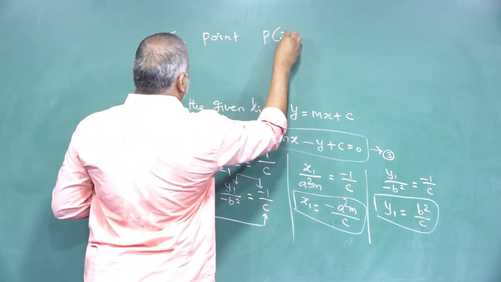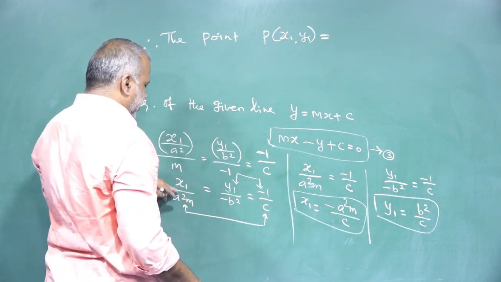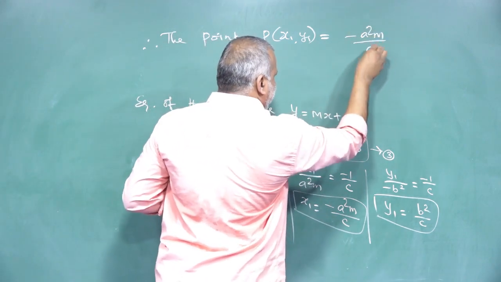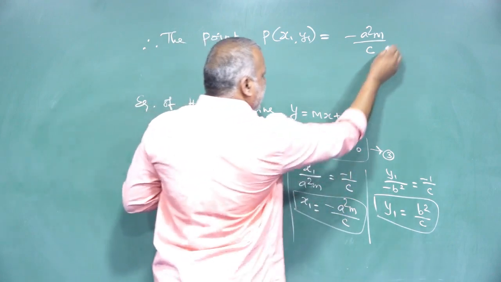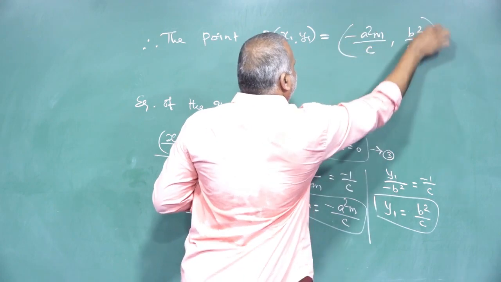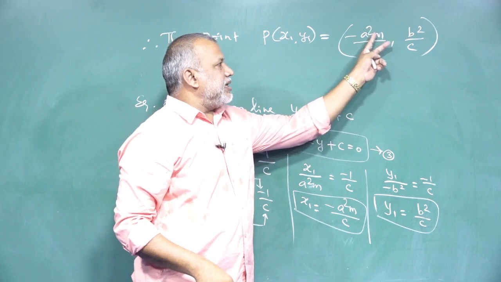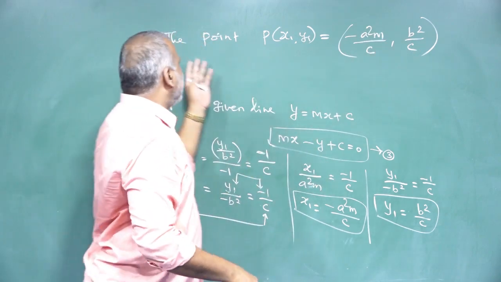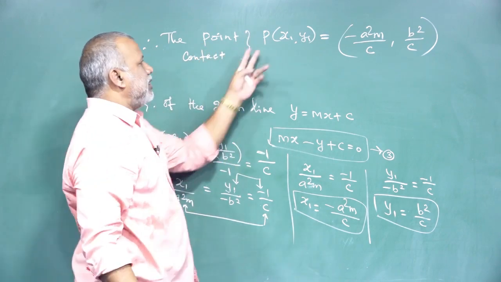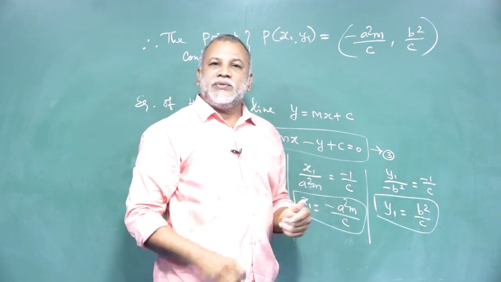P of x1 comma y1 equal to, now we are finding this point P of x1 comma y1. What is the value? Minus a squared m by c, comma, the value of y1 is b squared by c. This is called the point of contact. The point of contact P of x1 comma y1 is minus a squared m by c, b squared by c. What is the use of this point?